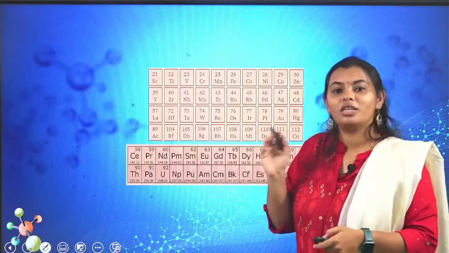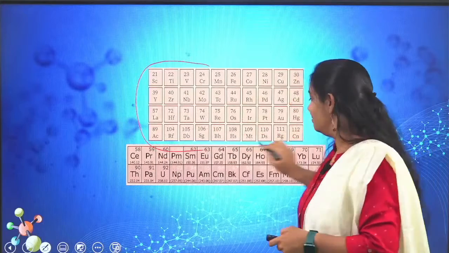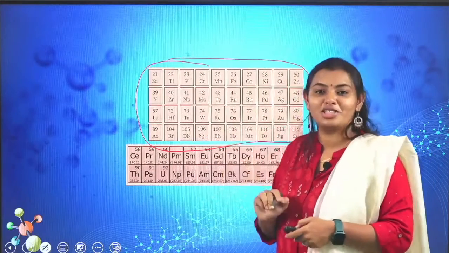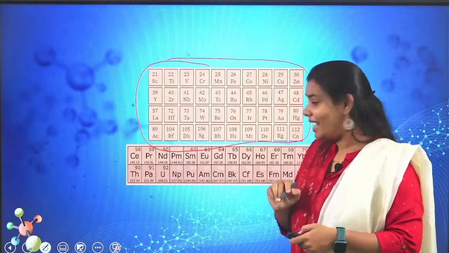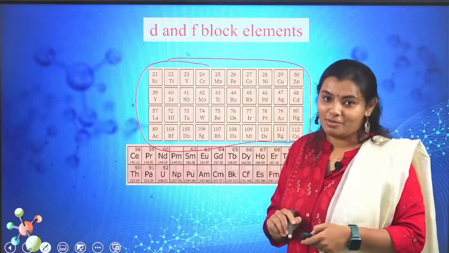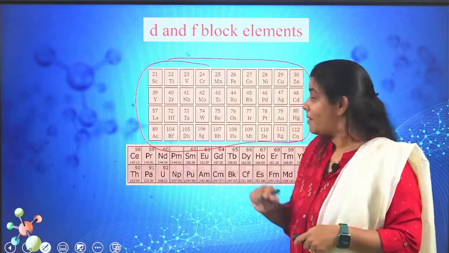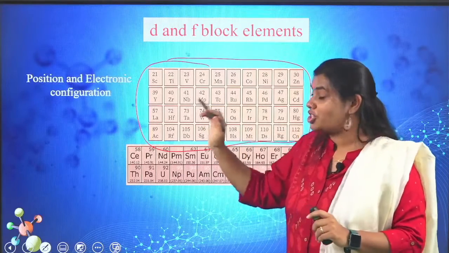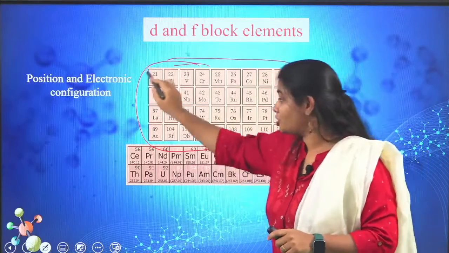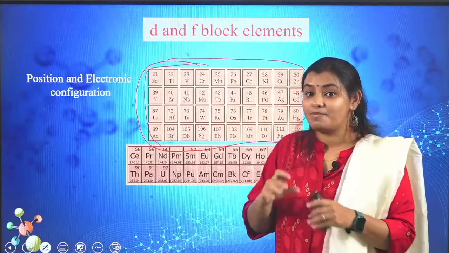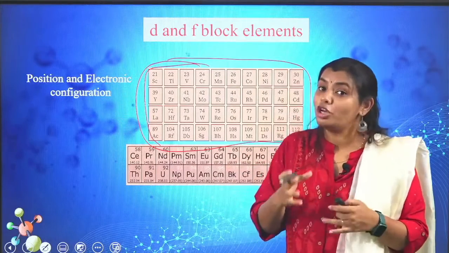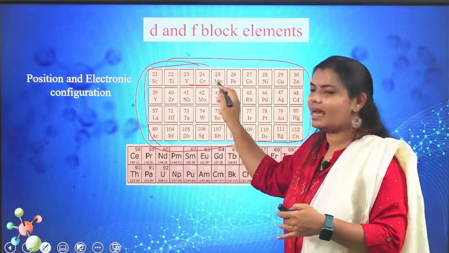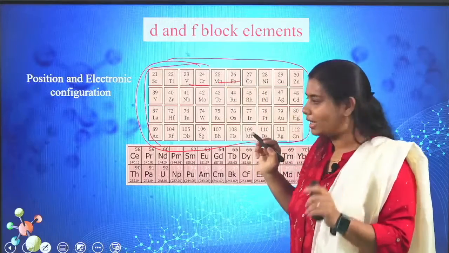After the P block, what comes? Your transition elements. Which are your transition elements? D block elements, right? Along with that, F block elements, lanthanides and actinoids. Now in this particular chapter, we will be studying the position and electronic configuration of the transition elements. Where exactly is it placed? What exactly is the electronic configuration of each and every element? We will study that also.